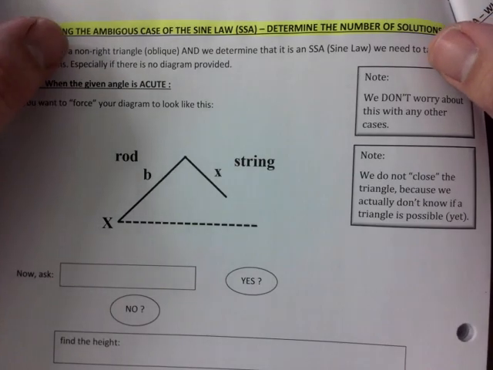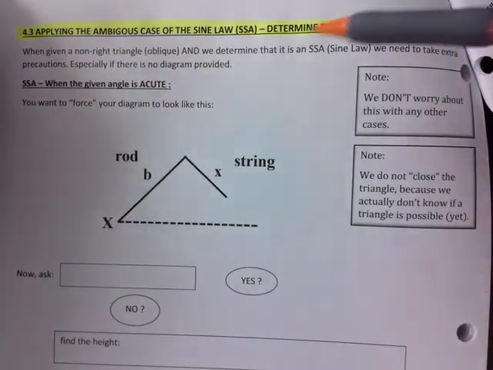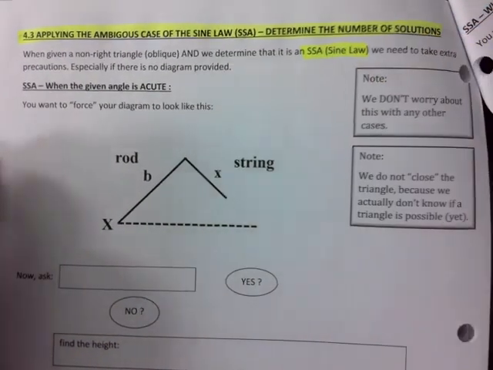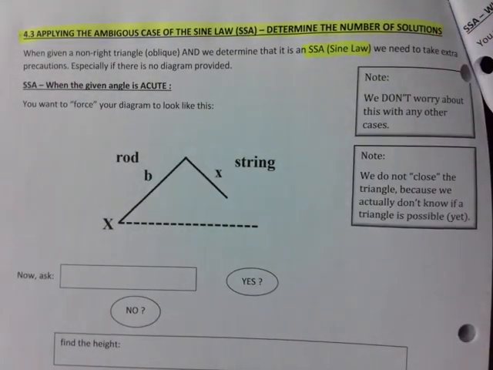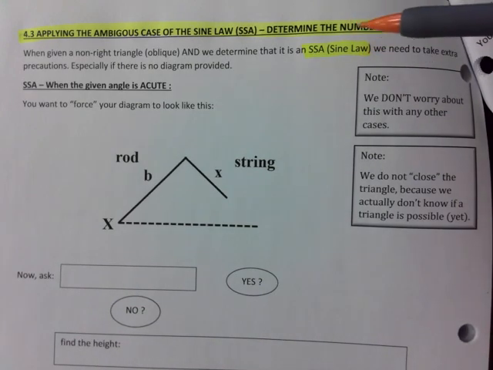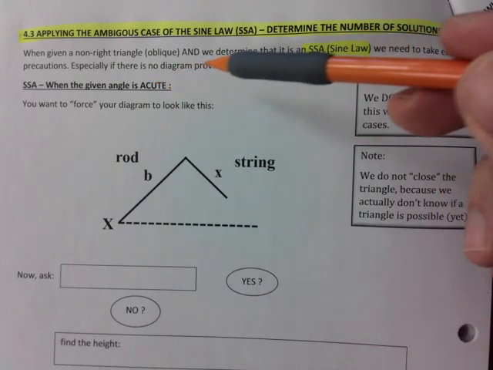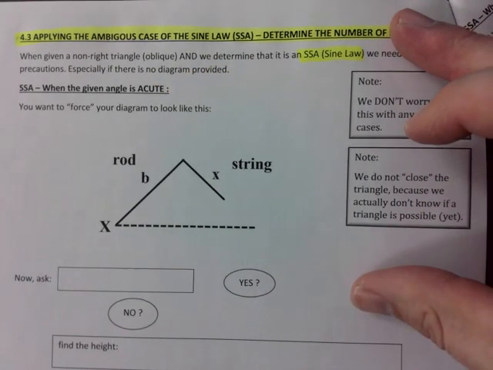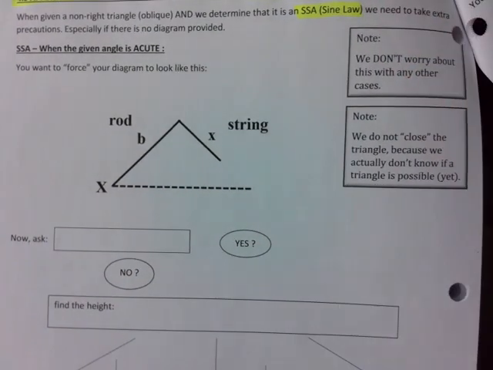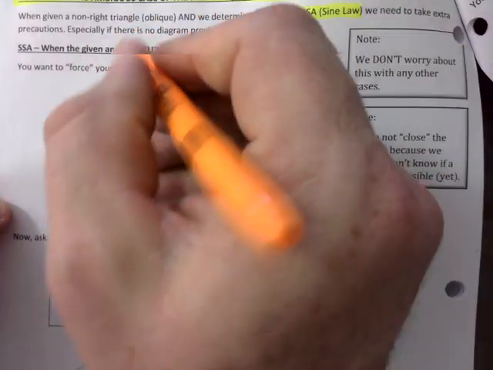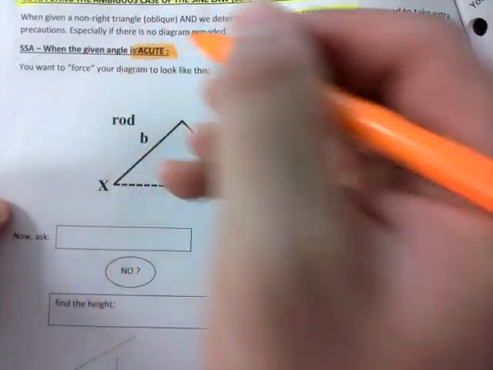Okay, when given a non-right triangle, oblique, and we determine that it is SSA, this is very important. So if you've copied this down, just follow along, make any extra notes that I may not have mentioned on the video. When it's SSA and it's going to be sine law, we need to take extra precautions, right? And so SSA when the angle is acute. This whole page is going to be acute only. So you have to make sure you understand that.